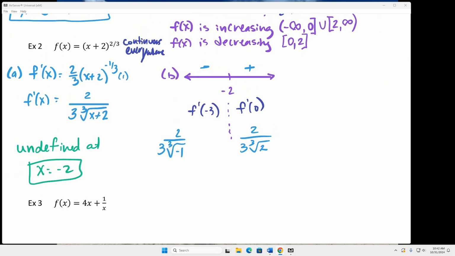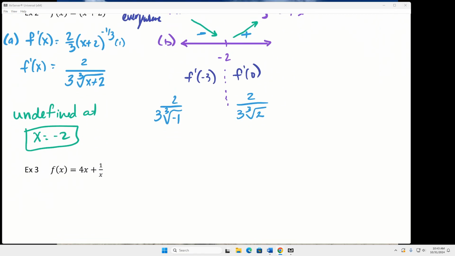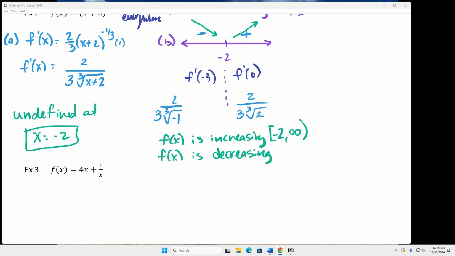And then I know that when the first derivative is negative, the function is decreasing. And when the first derivative is positive, the function is increasing. I should say f, not the function, sorry. So f of x is increasing from -2 to infinity. Struggling on my infinity there.